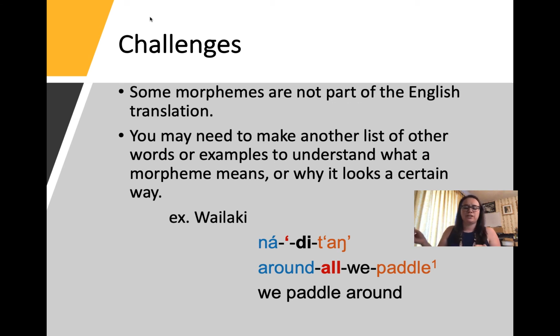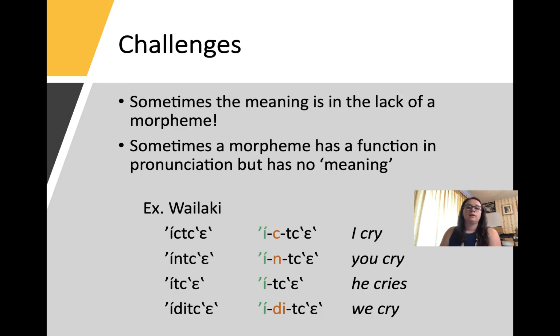Sometimes it's still important to look back at another list to figure out that part or why it looks a certain way. So for example, in Wailaki, that example of na de tongue, we had to look at another list of na words to figure out, yes, for sure, that means around. In the English translation, it says we paddle around, but all wasn't necessarily a part of that translation, right? We had to figure that out. Other challenges, sometimes the meaning is in the lack of a morpheme, and sometimes a morpheme has a function in pronunciation but has no meaning. So I'm going to go ahead and show you some more examples from Wailaki.